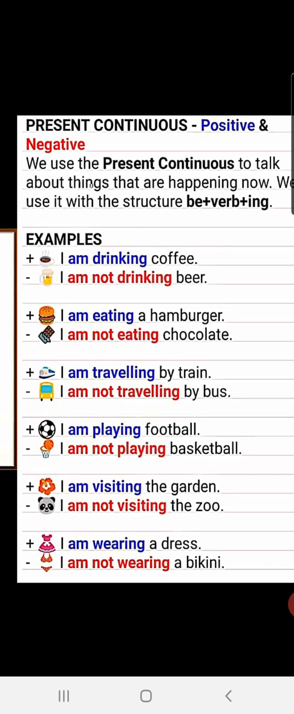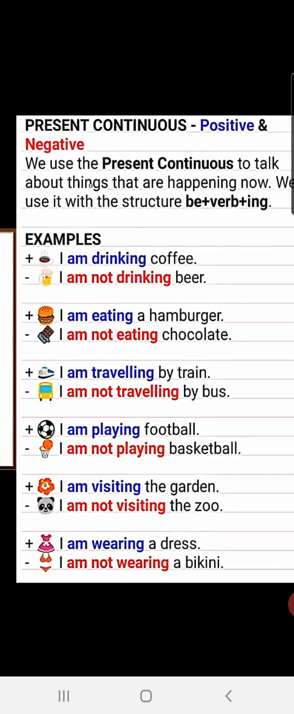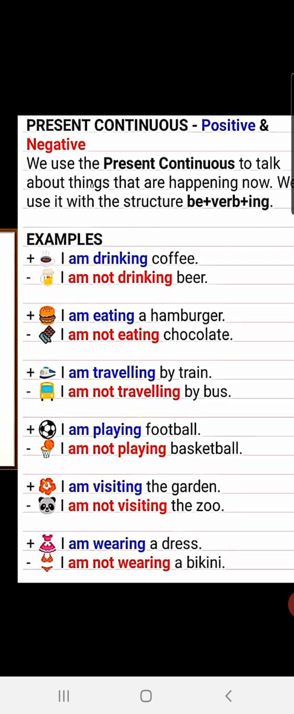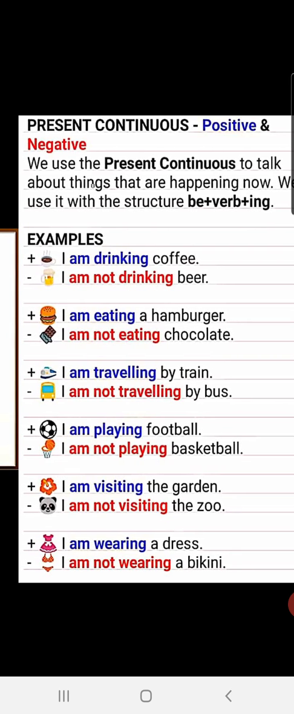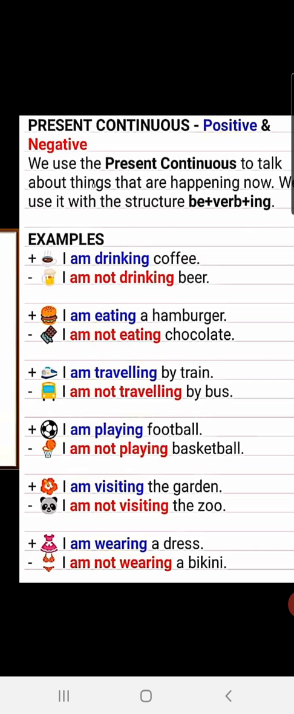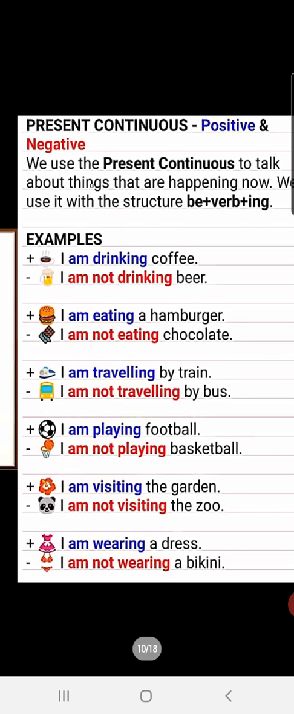I am traveling by train. I am not traveling by bus. I am playing football. I am not playing basketball. I am visiting the garden. I am not visiting the zoo. I am wearing a dress. I'm not wearing a bikini.